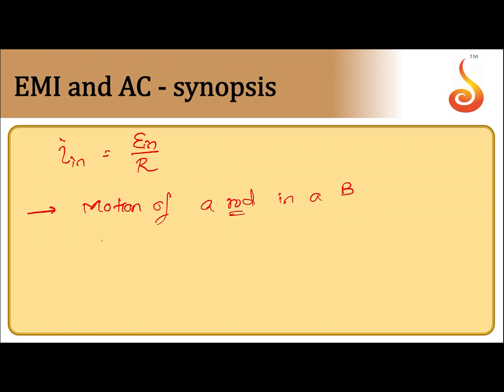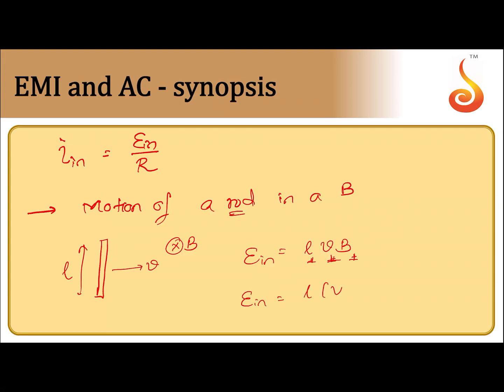For example, if I consider a conducting rod of length L moving with a velocity v in a magnetic field B, then the induced EMF across its ends is given by E induced equal to LVB. But it is possible that these are not perpendicular to each other, so we should be a little careful here. A better representation is induced EMF equal to L dot V cross B.